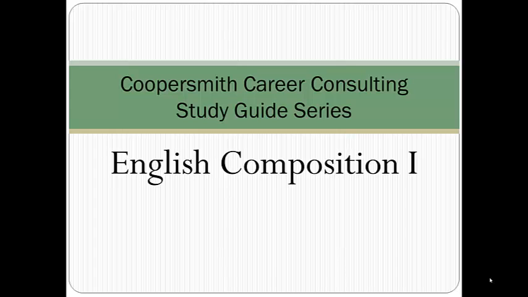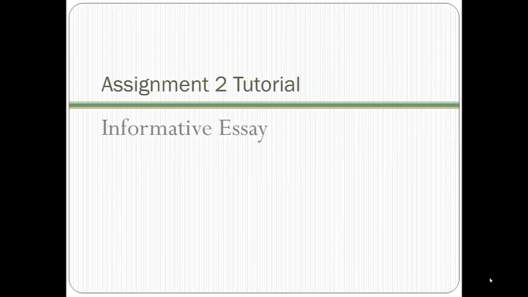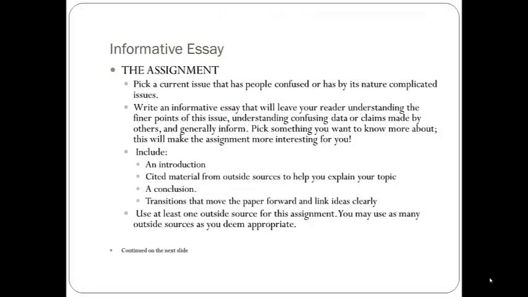And now we're here for our second essay, which is going to be an informative essay. The assignment is asking you to pick a current issue that has people confused or has, by its nature, complicated issues. Well, in this world, everything is complicated and people are confused about all sorts of issues. So that really is a very subjective type of sentence. It really depends on your approach and how you're going to present the issue that makes you the most comfortable, and we're going to allow you to do that.